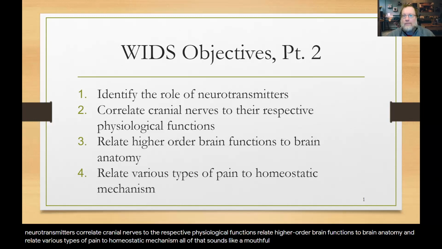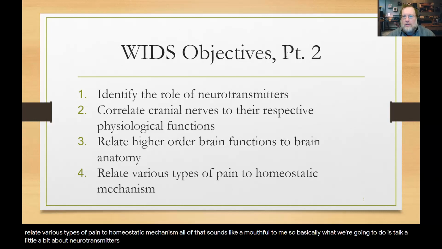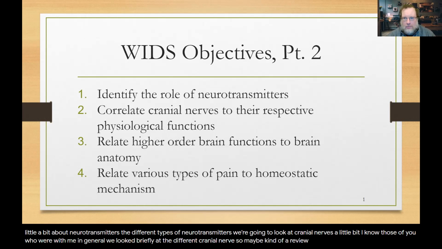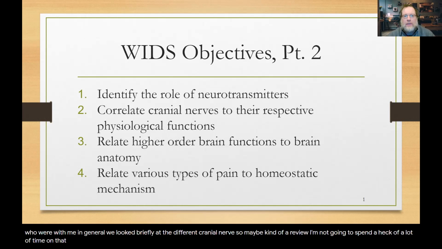So basically what we're going to do is talk a little bit about neurotransmitters, the different types of neurotransmitters. We're going to look at cranial nerves a little bit. I know those of you who were with me in general, we looked briefly at the different cranial nerves. So maybe kind of a review. I'm not going to spend a heck of a lot of time on that section.